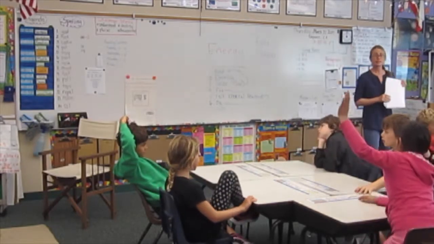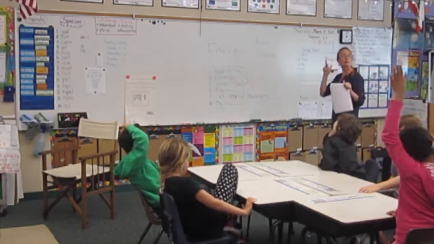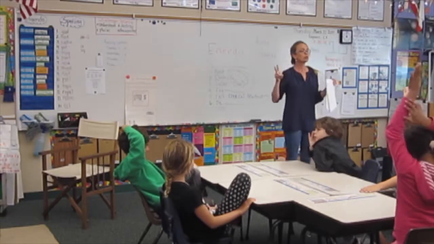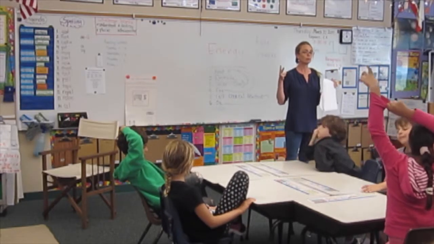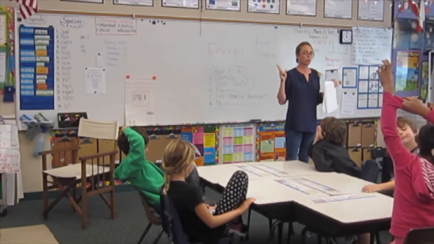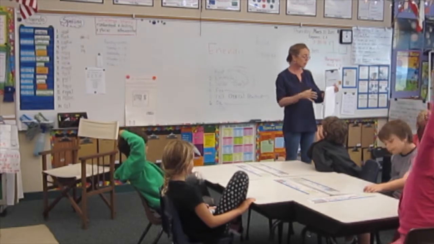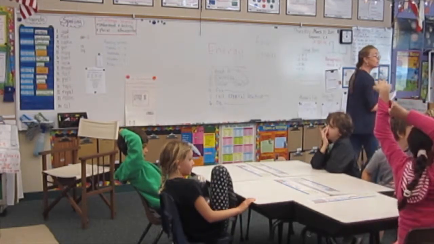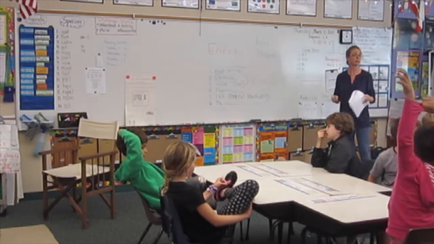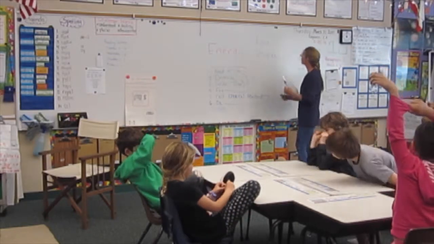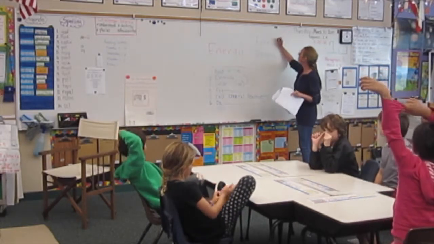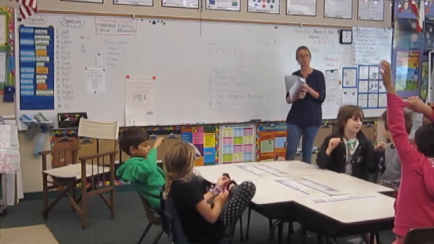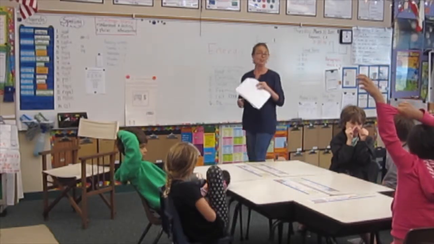Number threes. I'll count to 3, 2, 1. Billy, do you agree or disagree? There are many forms of energy. Yes, that is correct. We agree that there are many forms of energy. Number 2.